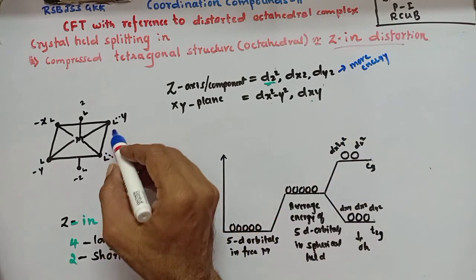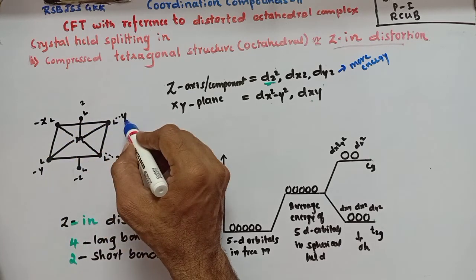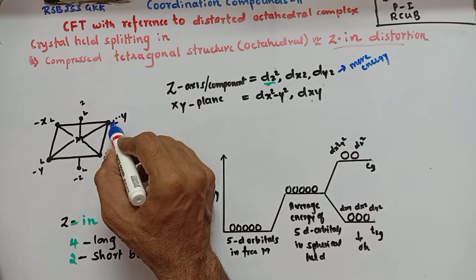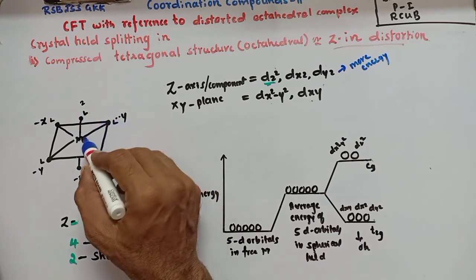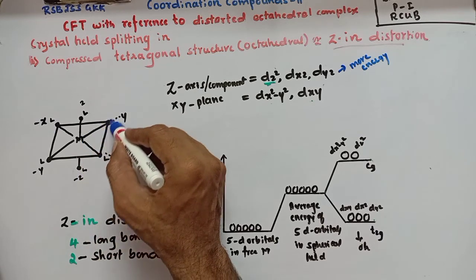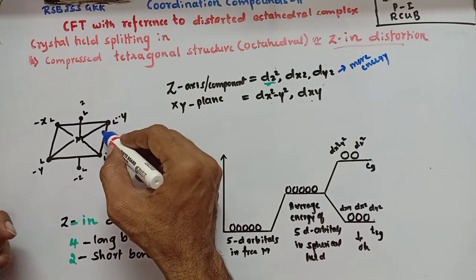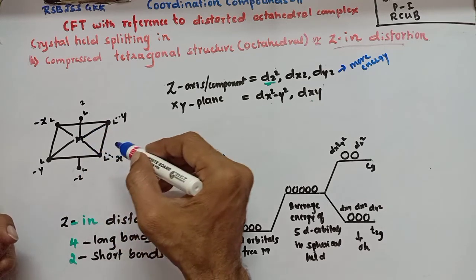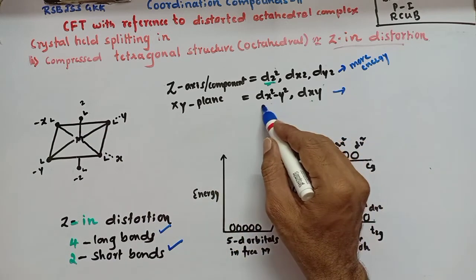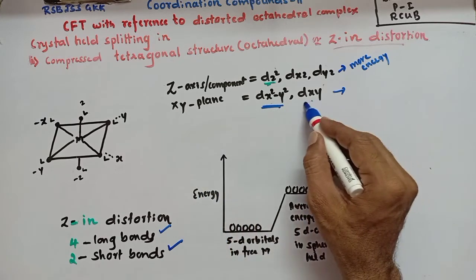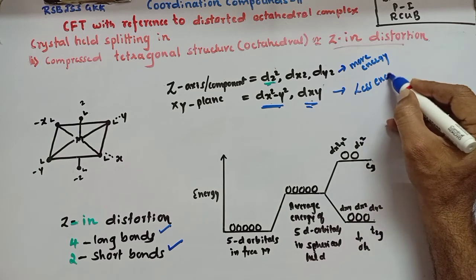Similarly, when compared to the Z-axis ligands, the xy plane ligands are a little bit away from the central metal ion. That means the distance is more when compared to the distance between the central metal ion and the Z-axis ligand. Therefore, the orbitals whose lobes are present in the xy plane will experience less repulsion, hence their energy decreases. So here dx square minus y square and dxy orbital energy decreases. That means less energy.